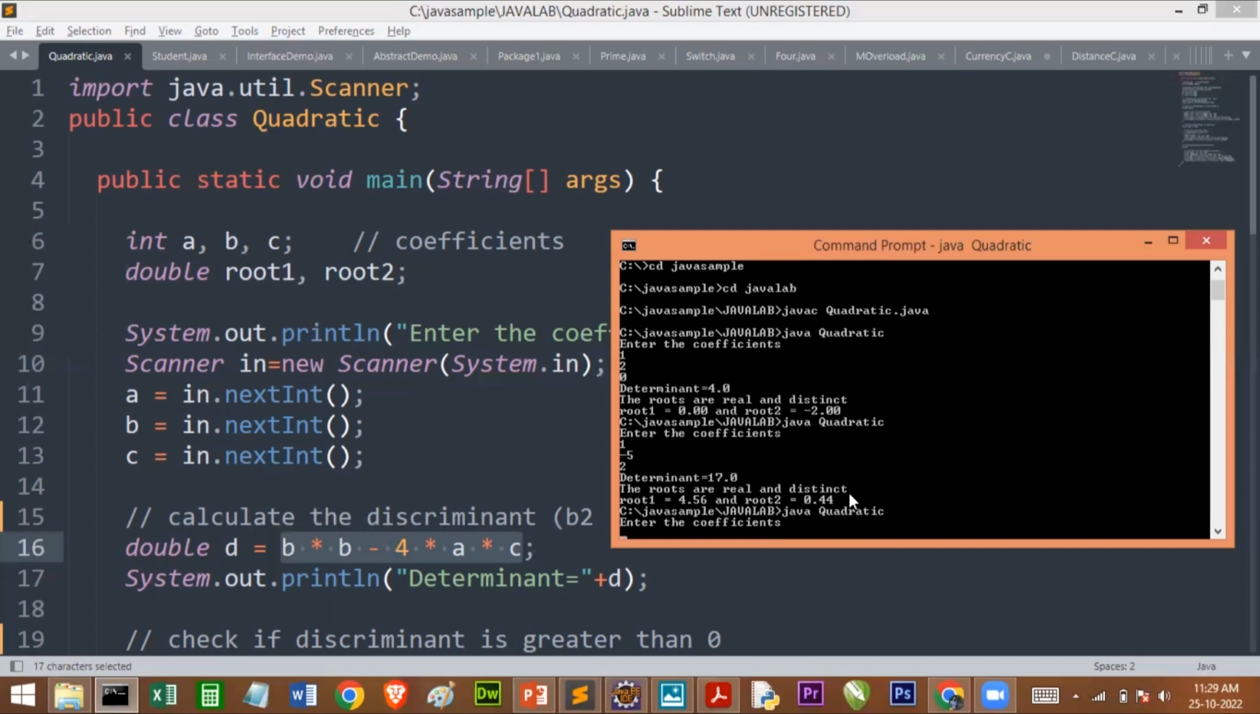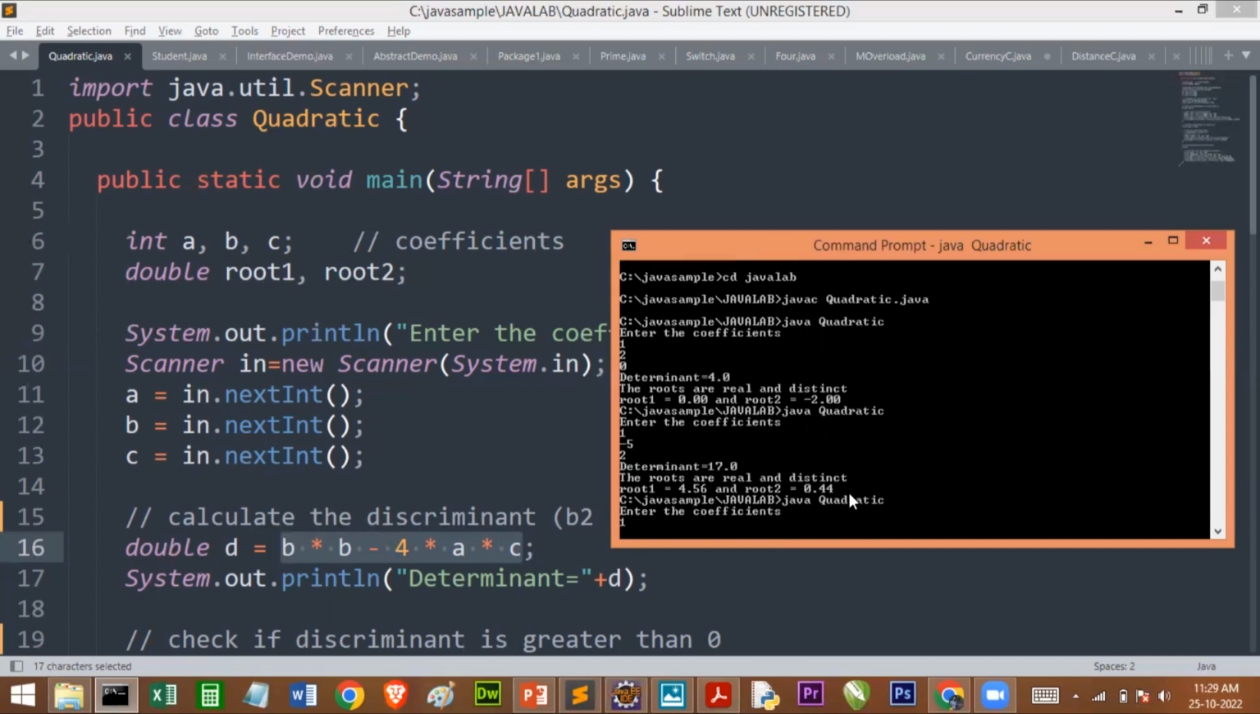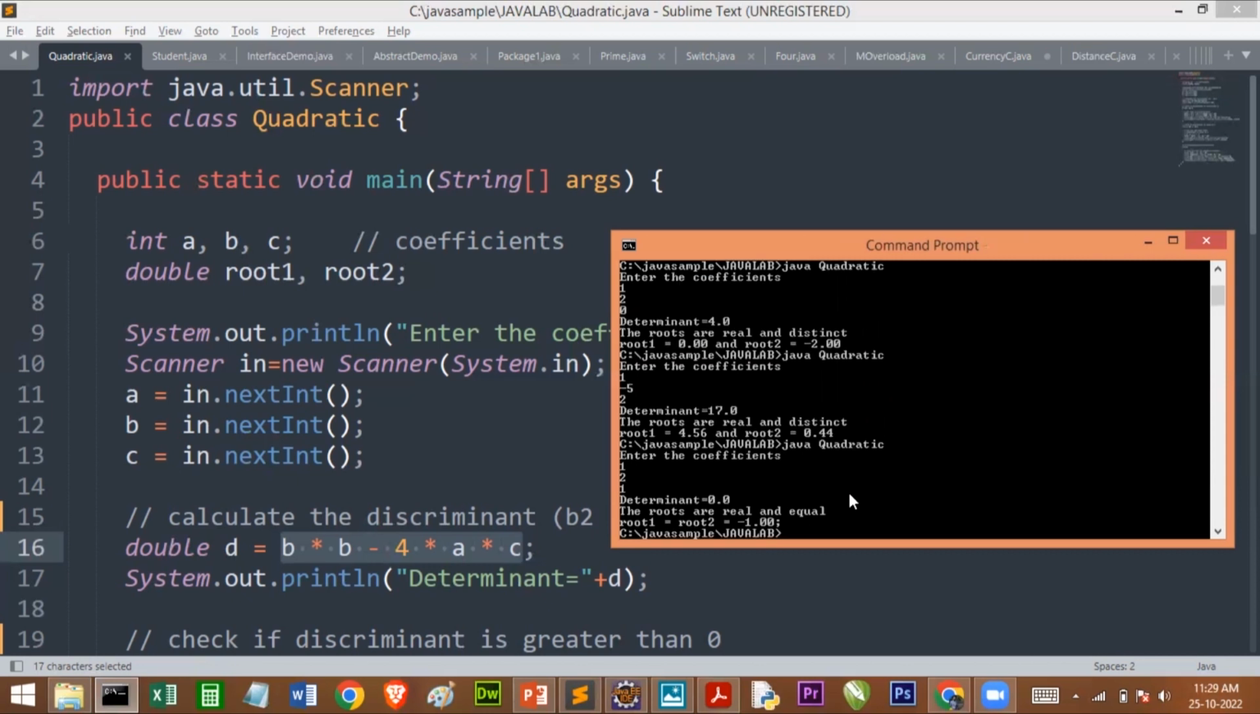So here the A value I'll give 1, B value I'll give 2, C value I'll give 1. So here the determinant I'm getting 0. That means roots are real and equal. So roots are I'm getting -1. So I'll show you this. We will calculate and see whether the output we are getting is correct or not.